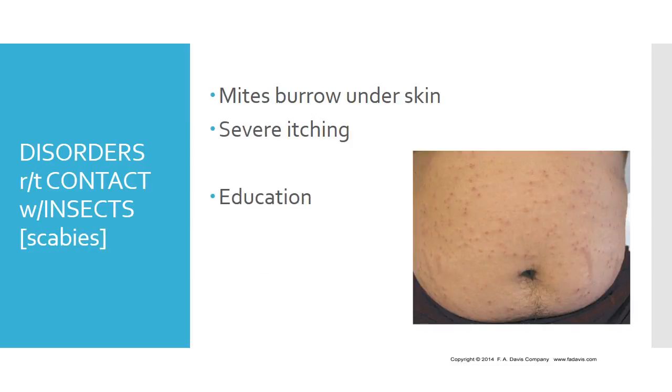Next is scabies, and this is actually a mite infestation. This is when the mites burrow under the skin, and they leave little lines or tracks of macules, vesicles, and pustules, and it looks exactly like this picture on your right here. It's very, very itchy, especially at night.